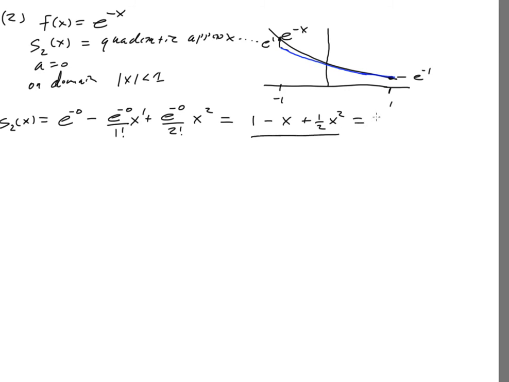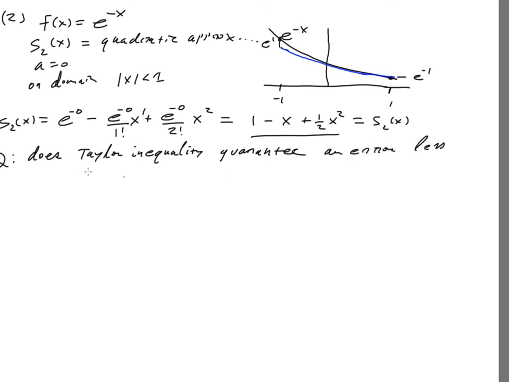So if this is my approximation, S2 of x, I want to know how good it is. And I have actually a specific question I'm going to ask. Does the Taylor inequality guarantee an error less than 1/2? So I have a yes or no question I'm trying to answer here. All right, so let's go and figure this out.